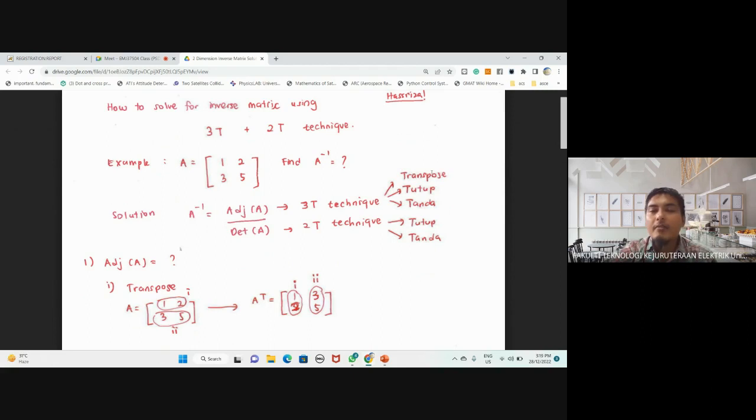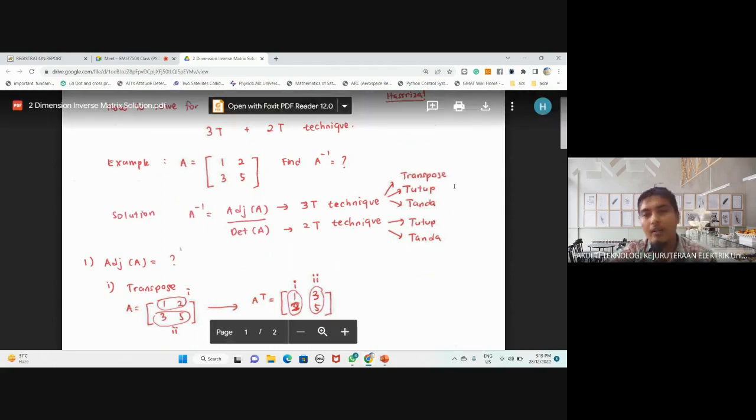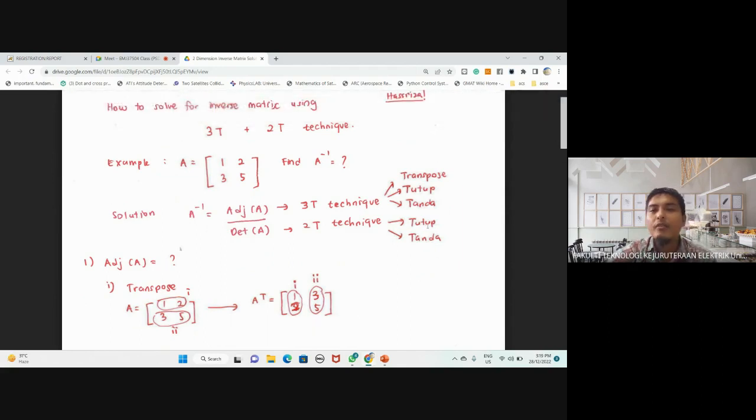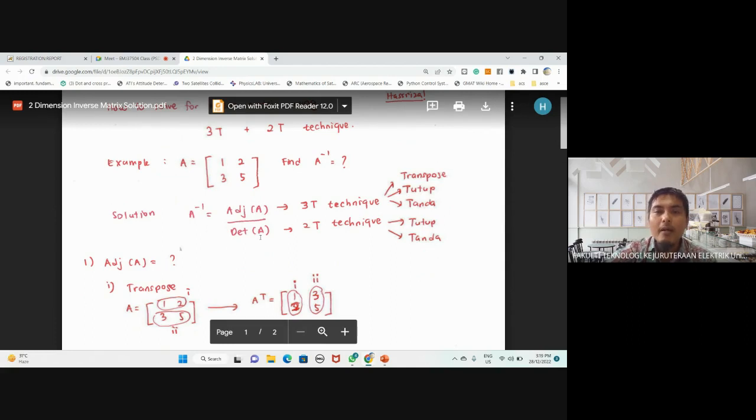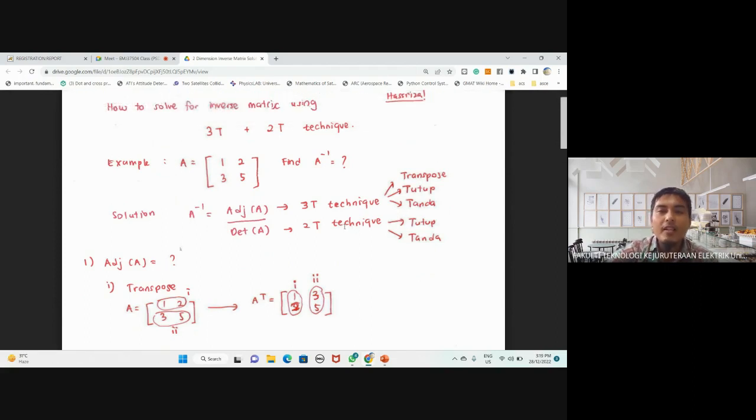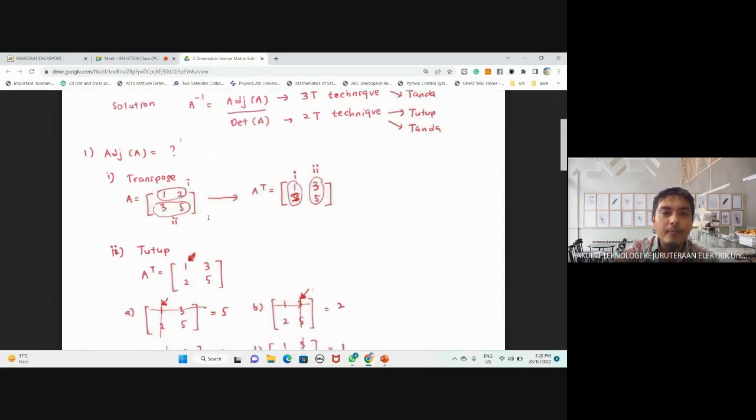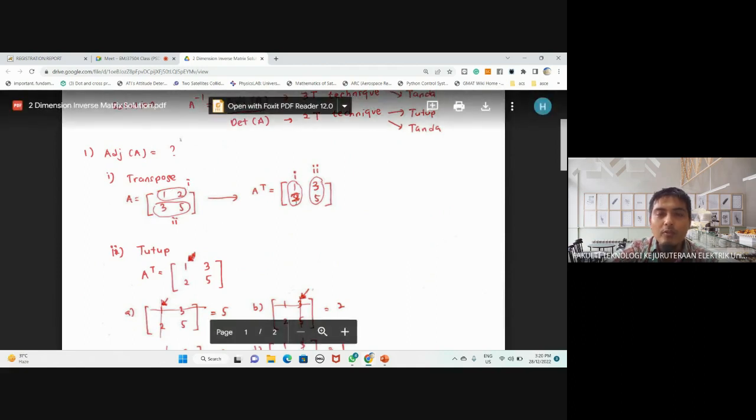3T means transpose, tutup, tanda. 2T is tutup and tanda. The only difference is that for the adjoint you need to transpose, but for the determinant you do not need to transpose. So firstly, I show you how to do the adjoint A. First T is transpose. So you need to transpose, the horizontal becomes vertical. The group 1, 2 becomes 1, 2 vertical, and 3, 5, the horizontal becomes vertical.